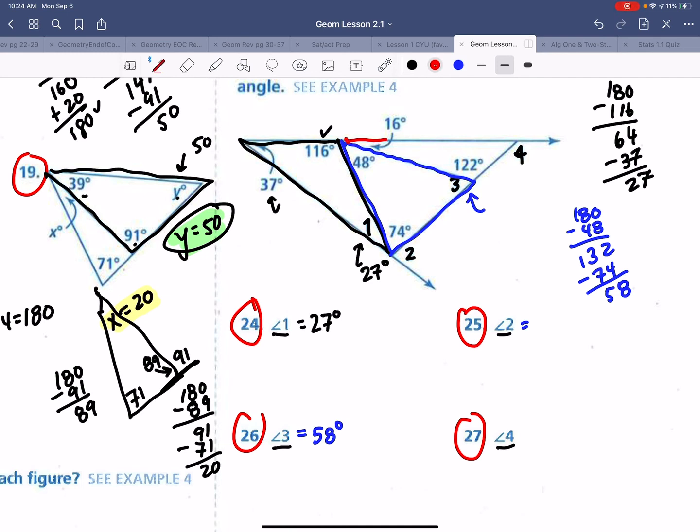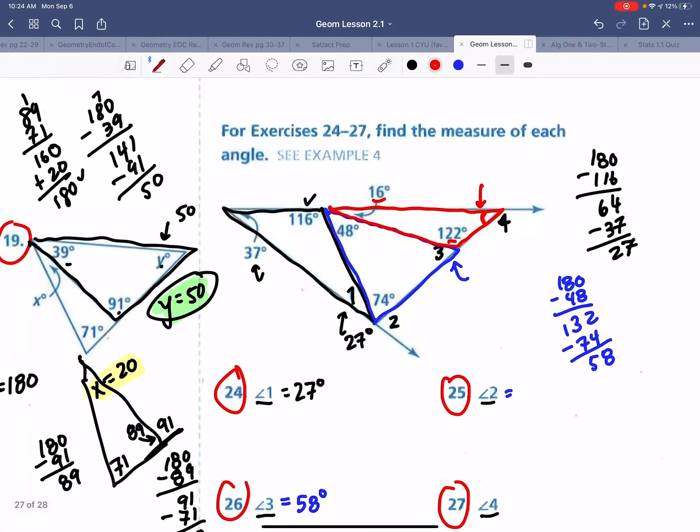And then I see this triangle. They're not asking for it, but I know two of the angles, so I should be able to solve for this angle right there. 180, take away 122. Take away 16. So that's 42. And we know that this makes a straight line, right? This makes a straight line. So if this angle is 42, we know this angle is 180, take away 42.